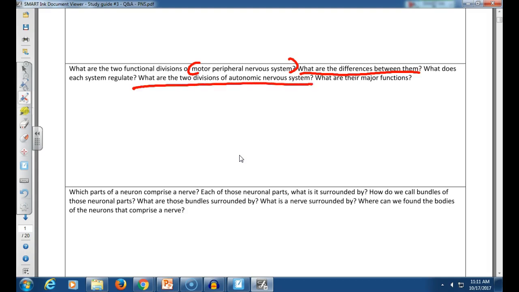Two divisions of autonomic nervous system, sympathetic, parasympathetic. Okay. Major functions, we just talked about it. Parasympathetic is relax, rest and digest. Sympathetic is mobilization. Does that make sense?